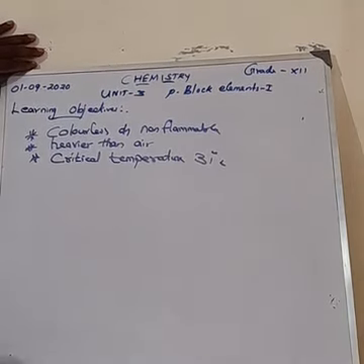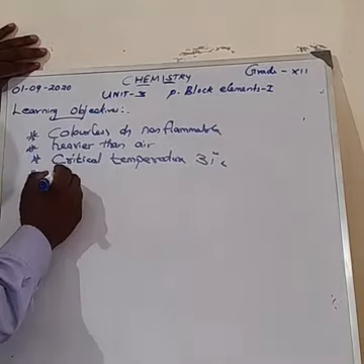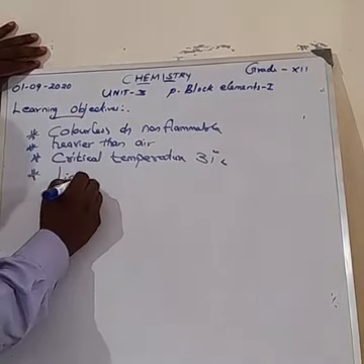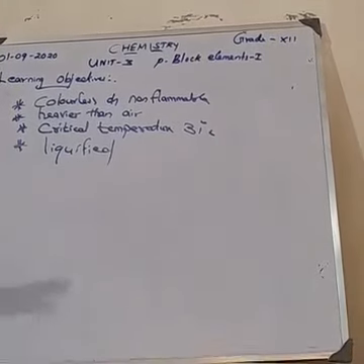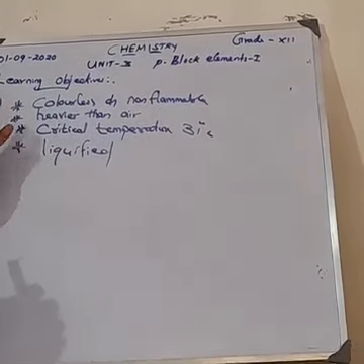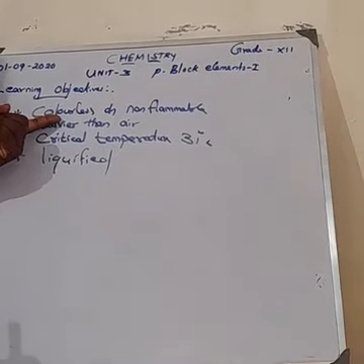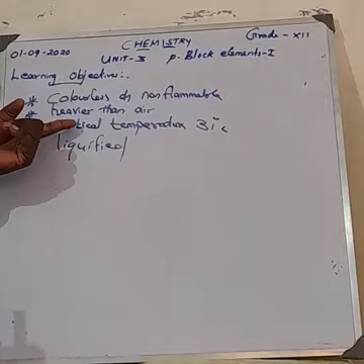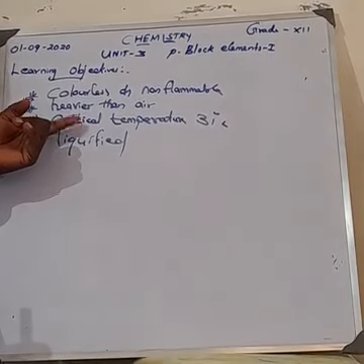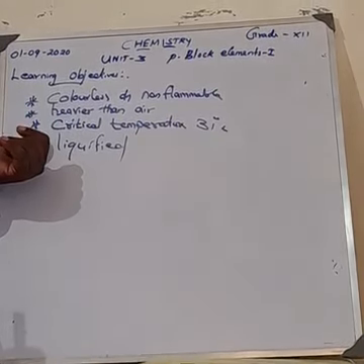Next, it is readily liquefied. What are the physical properties of carbon dioxide? Colorless and non-flammable. It is heavier than air. Its critical temperature is 31 degrees Celsius and it's an easily liquefied gas.